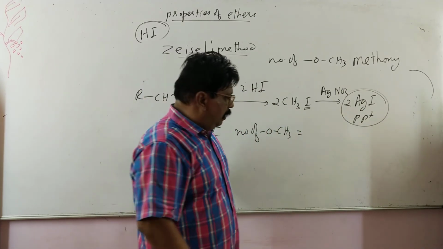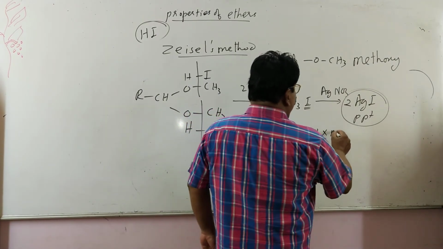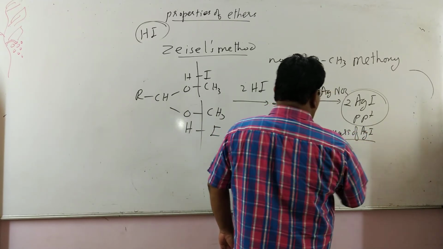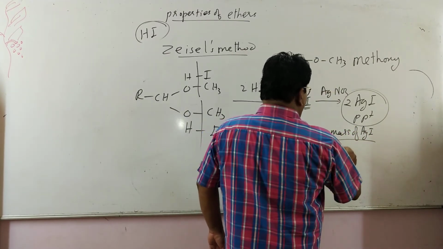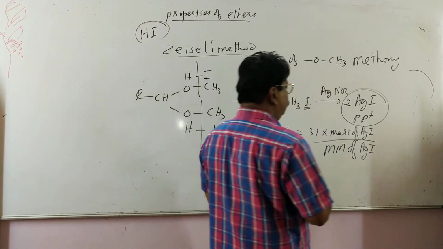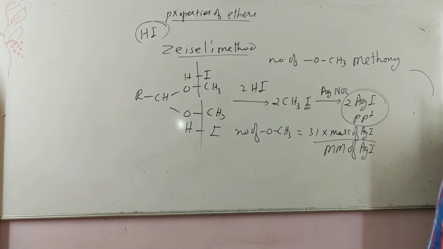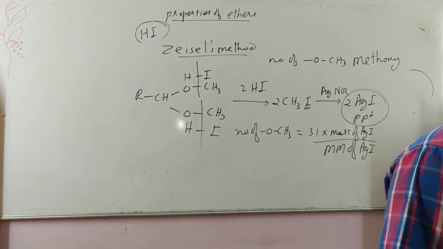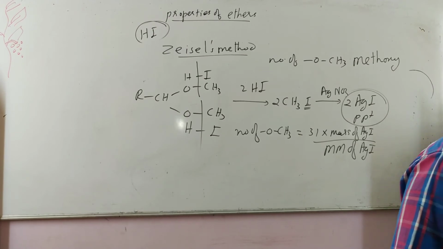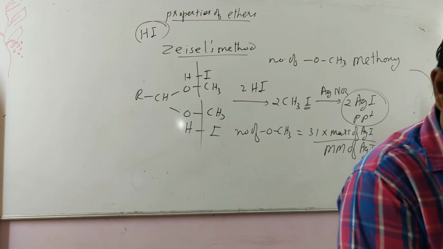And the mass of OCH3 you know is 31. The weight of AgI upon the molecular mass of AgI. We can find the number of CH3O groups present in an organic compound, and that is called the Zeisel's method.